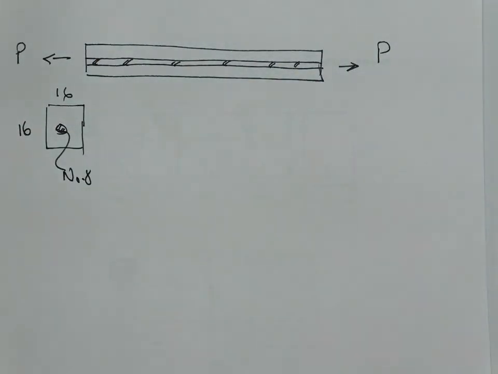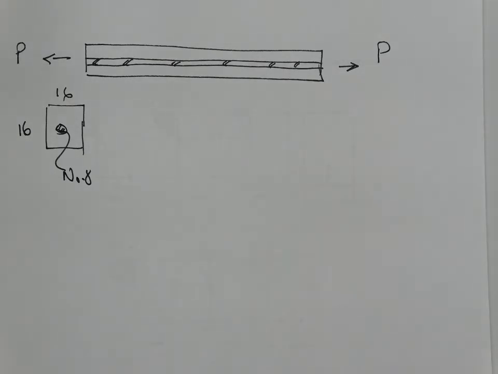Right? A tie is something that's being pulled. So the question says, what's the strain in this, what's the stress in the steel? What is the force in the steel and the concrete? What's the force in the steel when the concrete cracks? So we're pulling it in tension, and at what strain is the concrete going to crack?